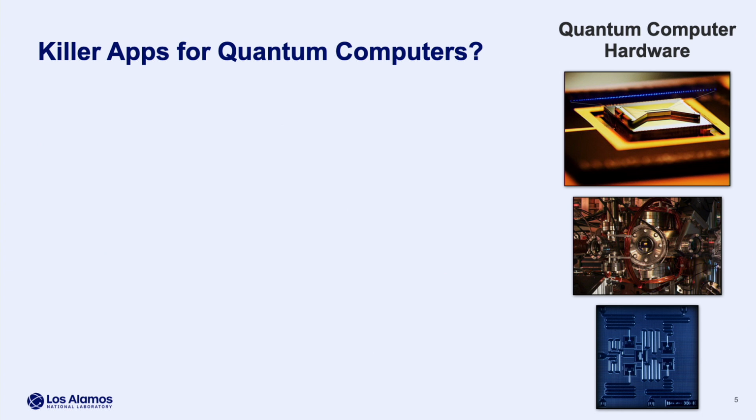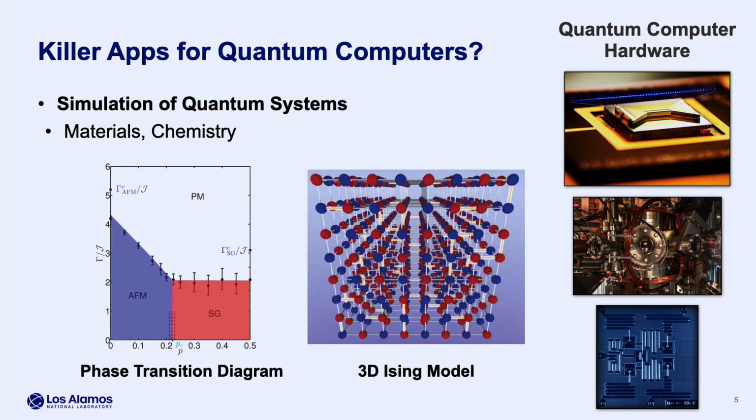But the question of what are we going to use these for, the short answer to that is simulating quantum physics. So you have a lot of applications that come up in materials and chemistry where our current classical methods and algorithms are totally inadequate for what we want to do, and the only clear path to having an adequate computer is a quantum computer.